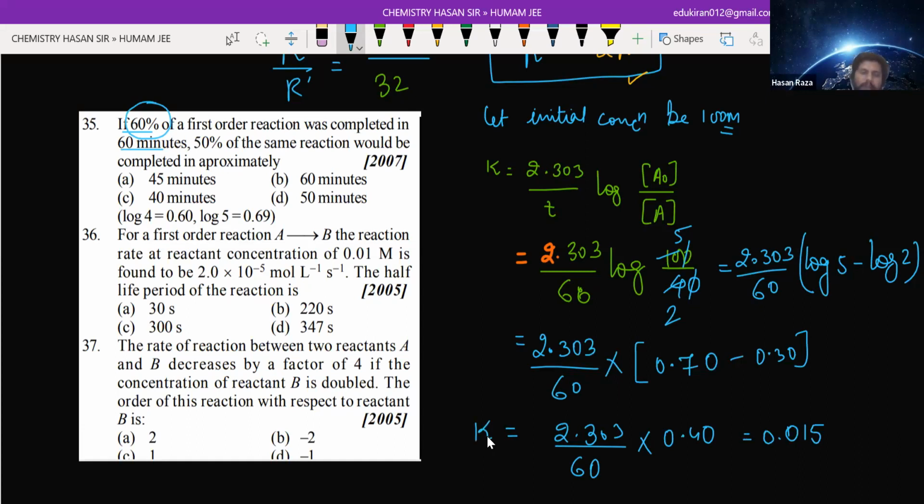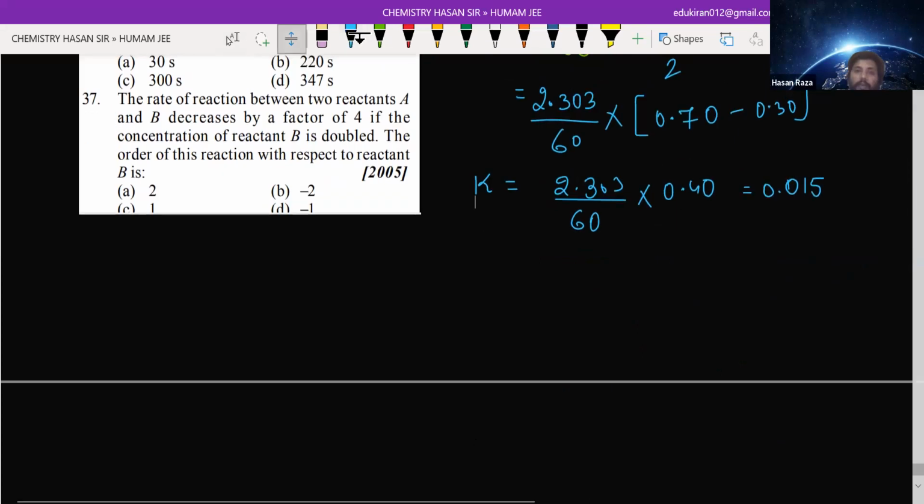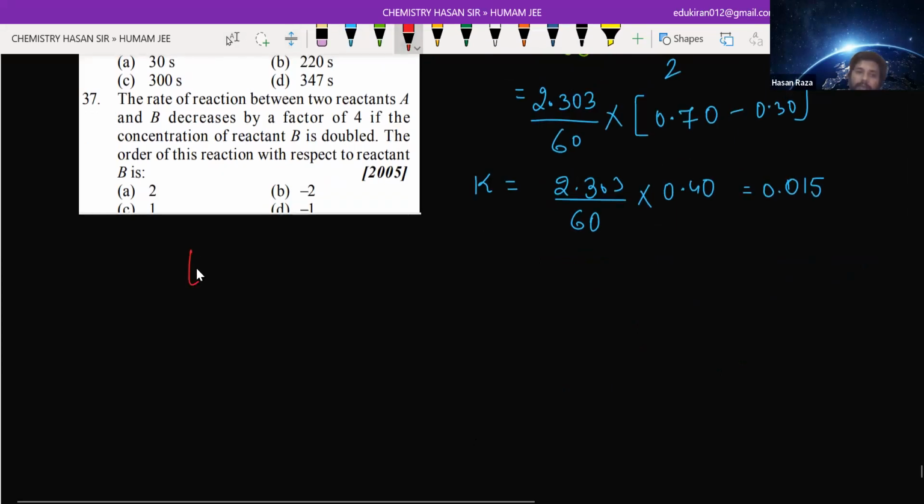This is the value of what? K. Are you getting my point? Yes. Now what you need to do, 0.015 you got. Now if you got the K, you need to calculate the time in which 50% of the reaction will be completed.